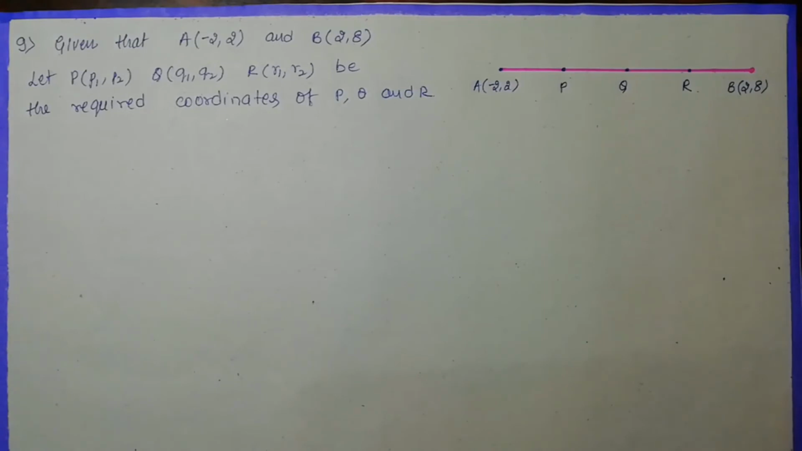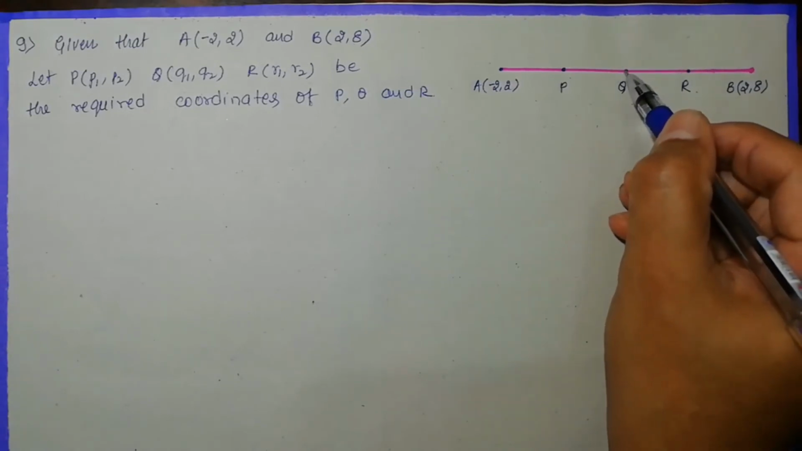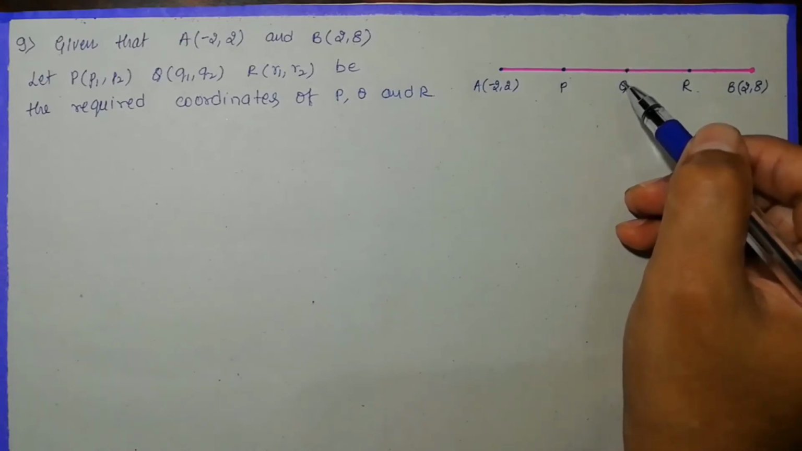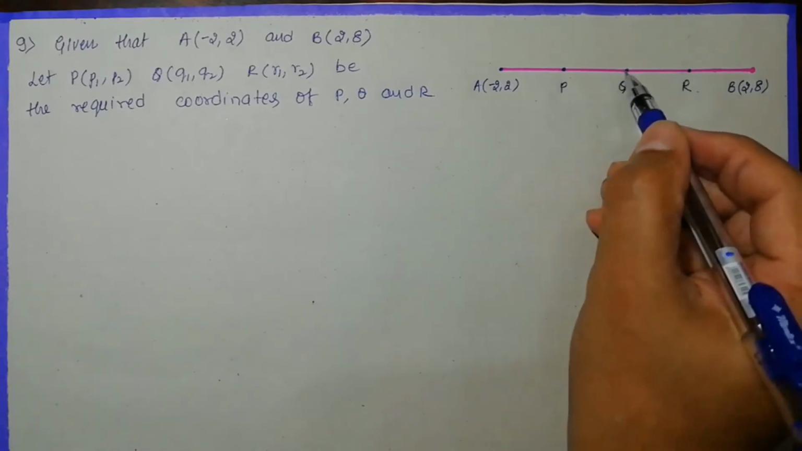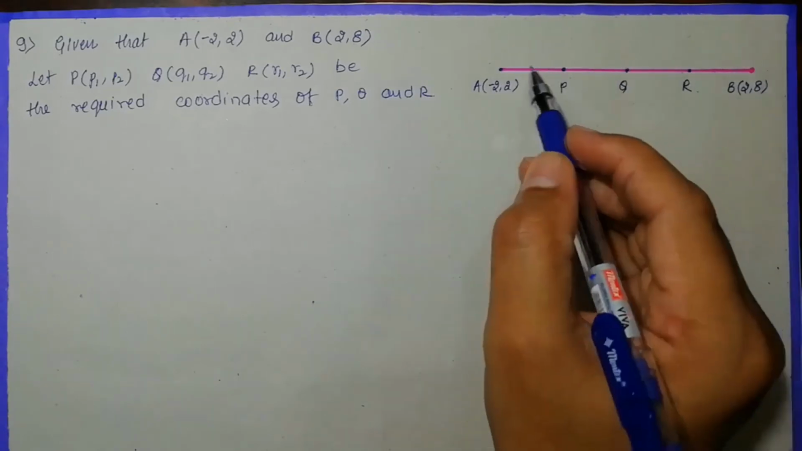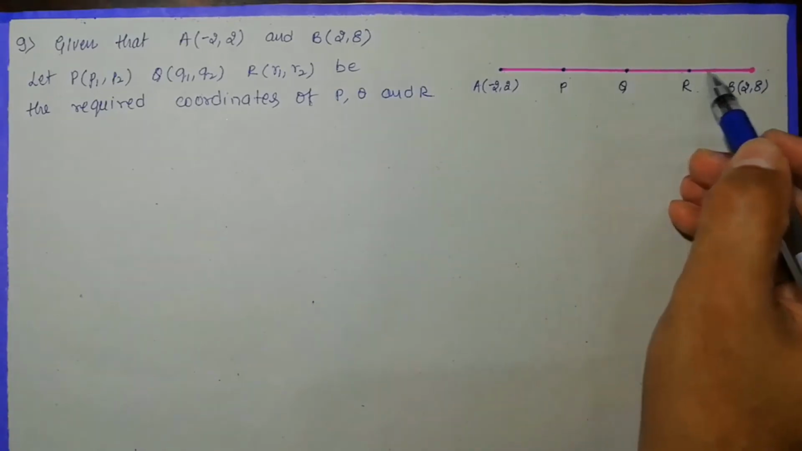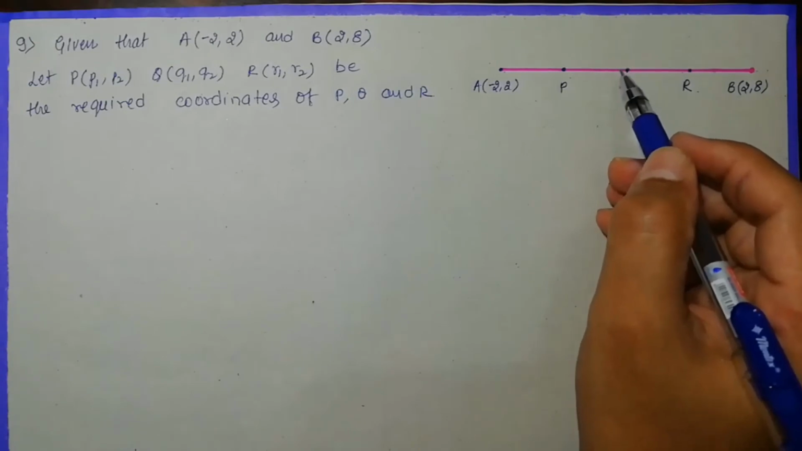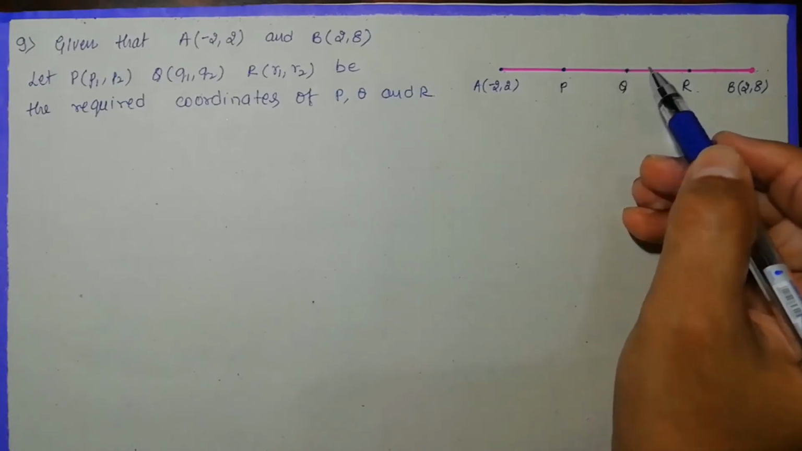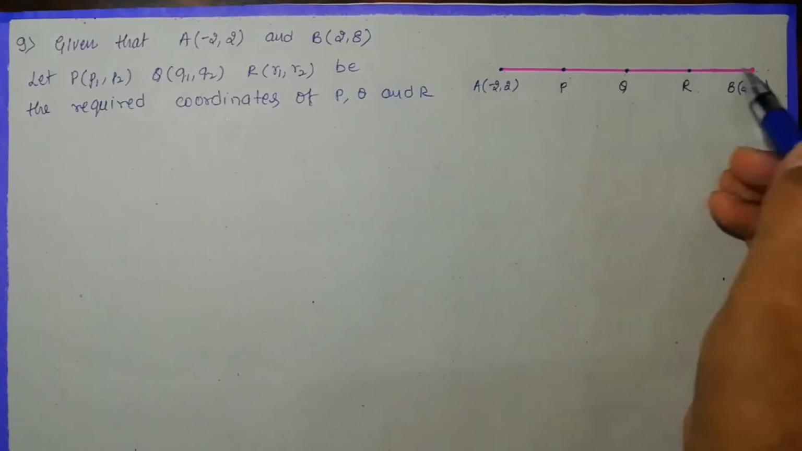But if you come to the point Q, now look at it, it is very important. First, I'm going to find the coordinates of Q. Let us try to understand why. Q divides AB in the ratio what? Here also two equal parts, so the ratio is 1:1. So Q is actually the midpoint of AB.